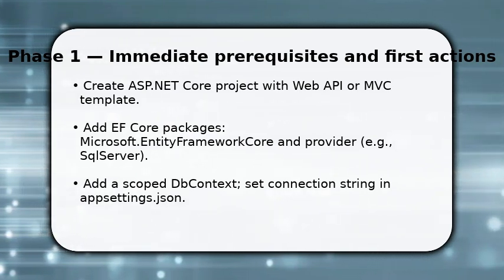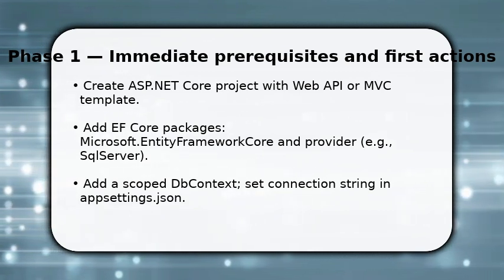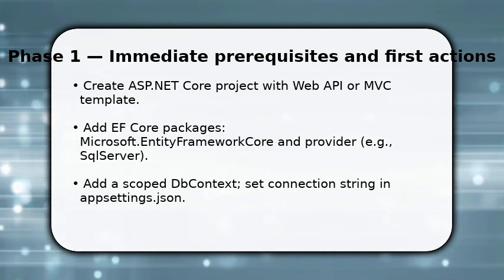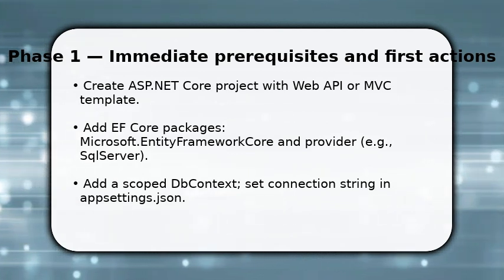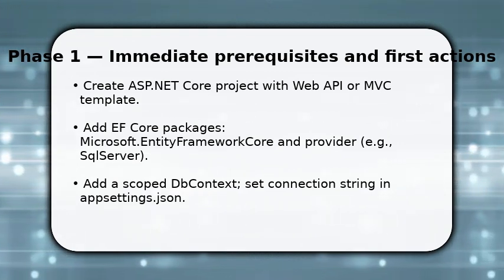Next, scaffold a DB context or write one by hand, register it in the DI container with AddDbContext, and store the connection string securely in appsettings.json. This gets the foundation ready for migrations and queries.